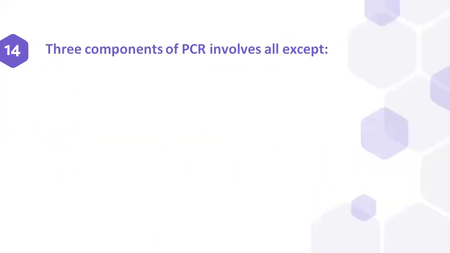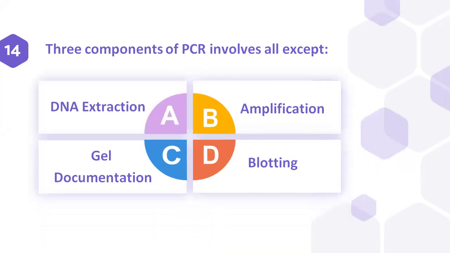Next, the components of PCR, that is polymerase chain reaction, involve all except: option A, DNA extraction; option B, amplification; option C, gel documentation; option D, blotting. Here the right answer is option D. So in PCR, the blotting step is not involved. Blotting is not a component of PCR.